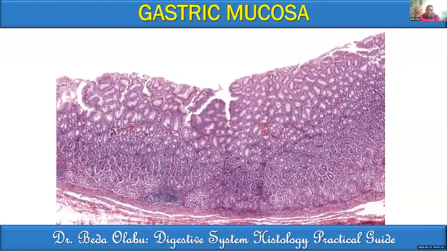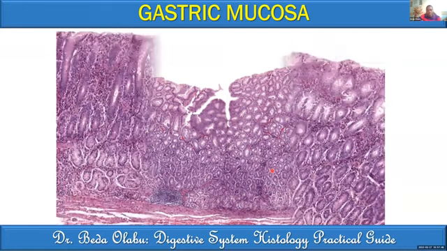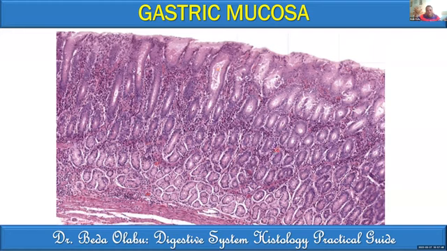This is another slide intentionally captured at the level of the gastric glands, just for you to appreciate how numerous the gastric glands are. So you see at the high magnification, they're all lined by simple columnar epithelium, extending deep from the lamina propria and the channels up to the surface. These are all gastric glands.